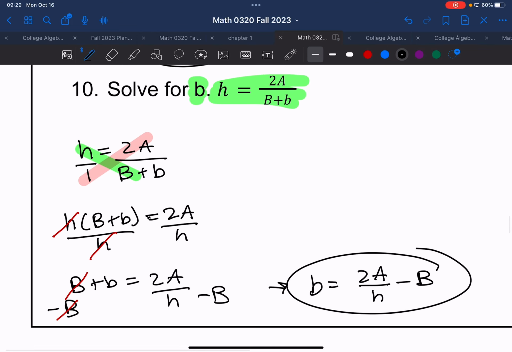So I went from h equals 2a over big B plus little b, solved for little b, and got little b is equal to 2a over h minus big B. So again, I'm not changing these formulas, I'm manipulating them. I'm getting them solved for a different variable.